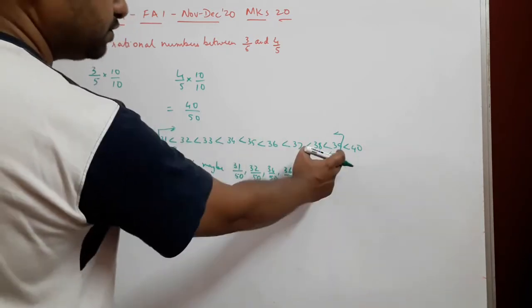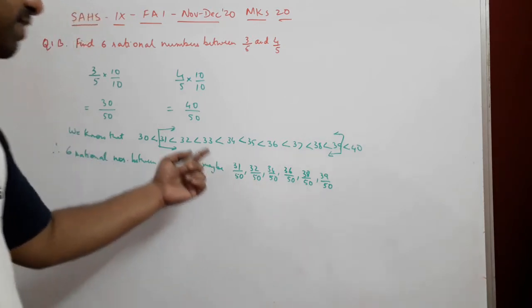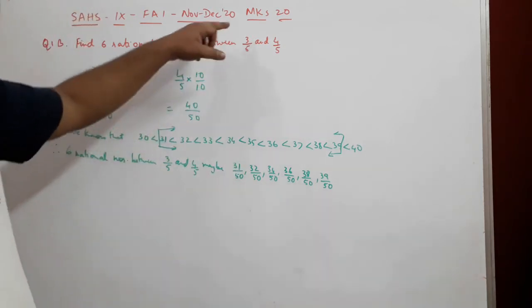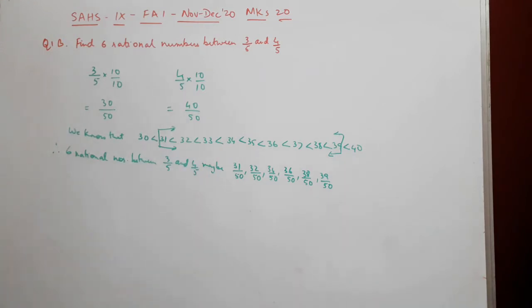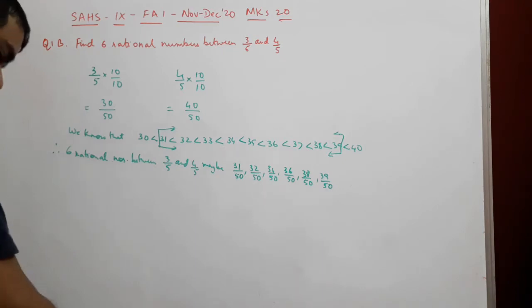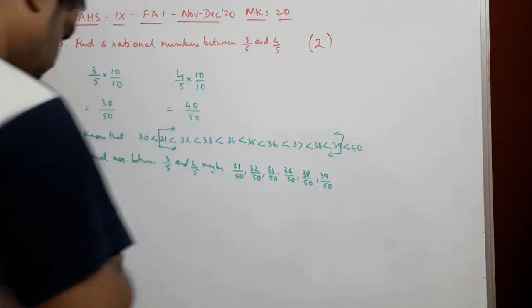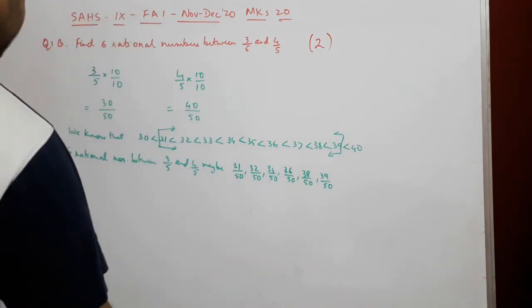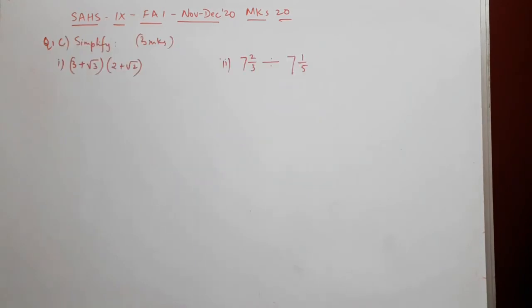So from 31 to 39, I could choose any number, but it should be in this fraction form, that is 31 upon 50, 32, because we are dealing with 3 upon 5 and 4 upon 5. Okay, so this is the answer, and this question has come for 2 marks. So with this we have got 2 marks. Let's move to the next question, which is question 1C. Question 1C says simplify, and it has got 3 marks.